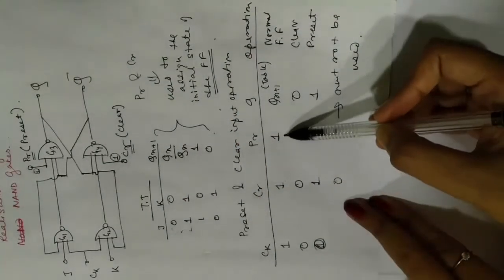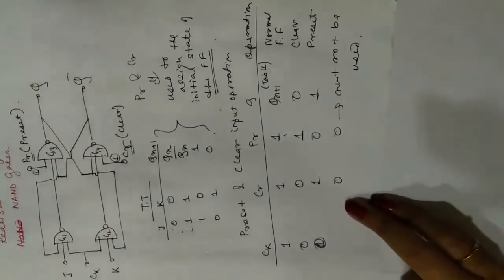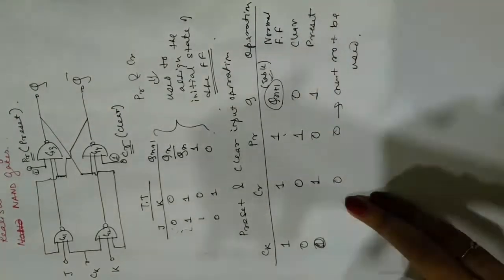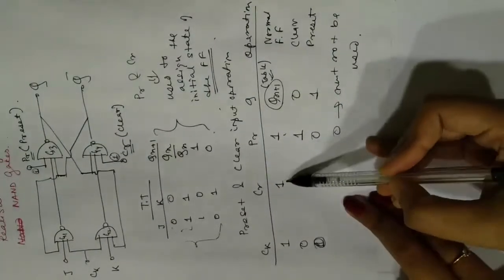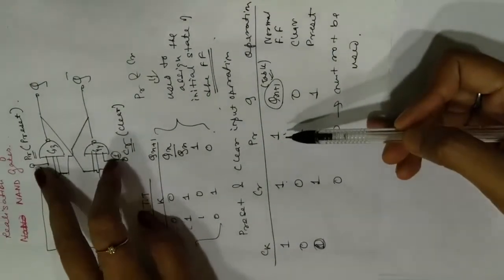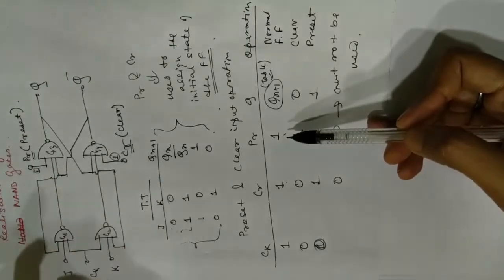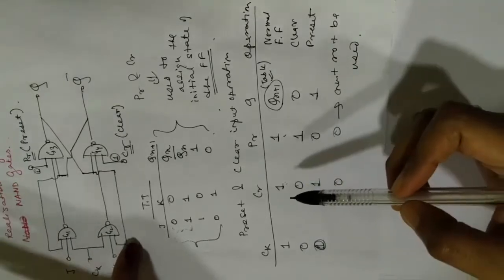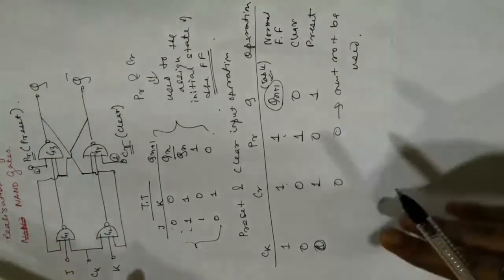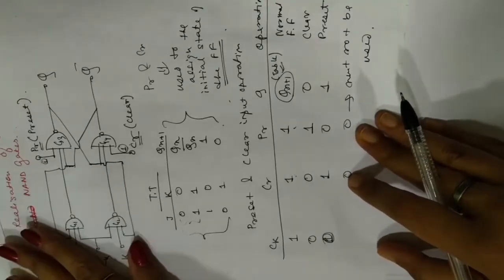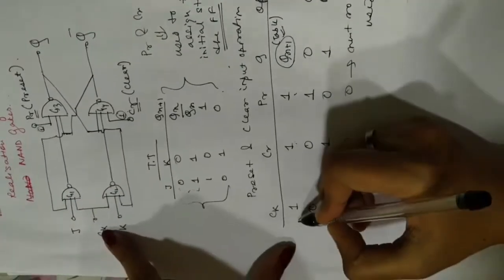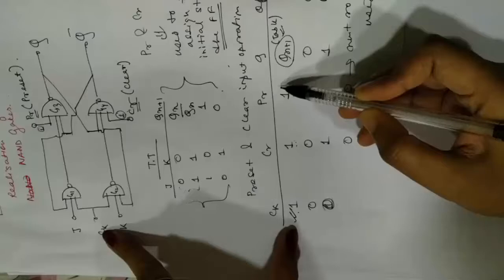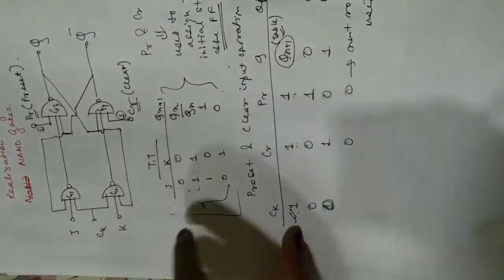So when PR and CR are 1, it works like the normal JK flip-flop table, that is the Qn plus 1 table, the truth table that we have. When CR and PR are 1, they do not affect the circuit since 1 dot anything is that itself. So at that point, the circuit works like a normal JK flip-flop. For us to get normal working of this circuit, we have to allow the clock pulse to pass. If the clock pulse is 1, and CR and PR are set to 1, we will get this truth table functioning.